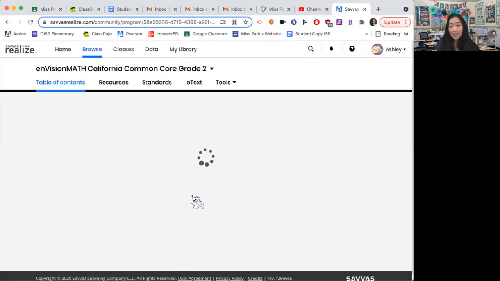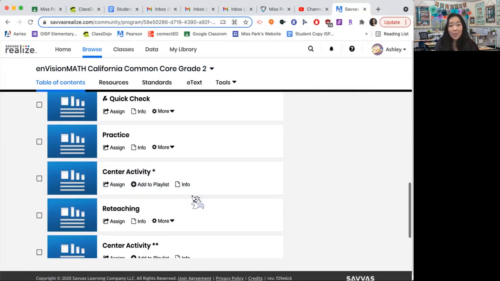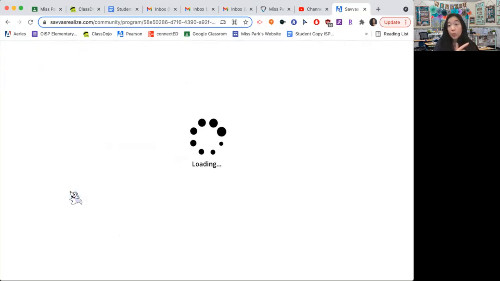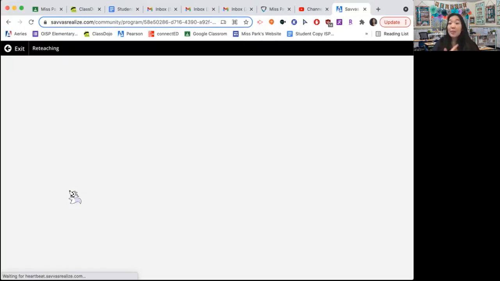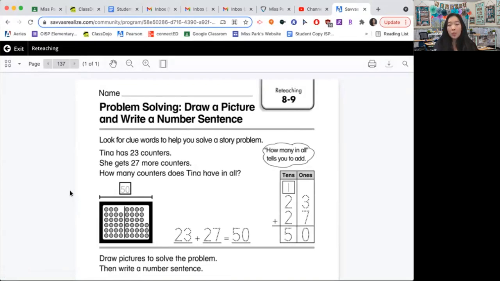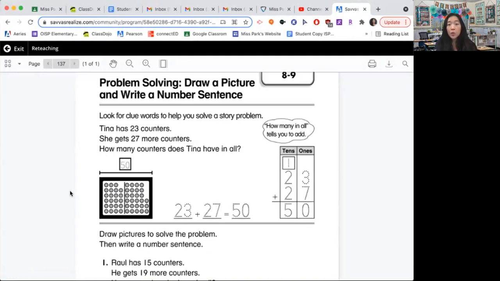All right, guys. Let's go ahead and review the reteaching together, and then I'm going to have you guys do your quick check in your groups. Problem solving. Draw a picture and write a number sentence. Look for clue words to help you solve a story problem. A story problem is just a word problem. It's kind of like a story. There's like a character and there's a question that needs to be solved.